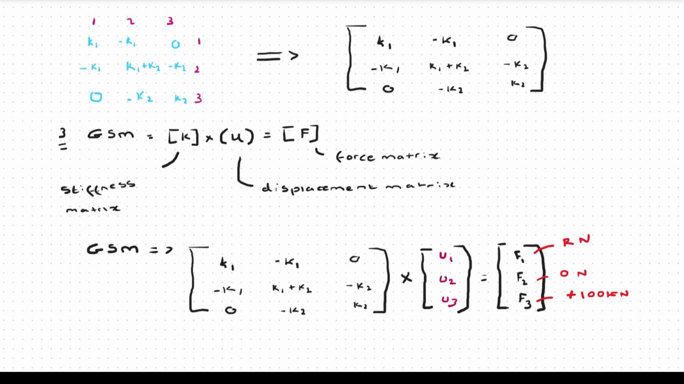This allows us to cross out the first horizontal and first vertical lines in the global stiffness matrix, as U1 represents the displacement of node 1, which as previously discussed is 0.